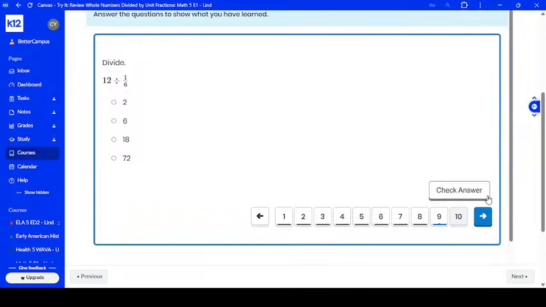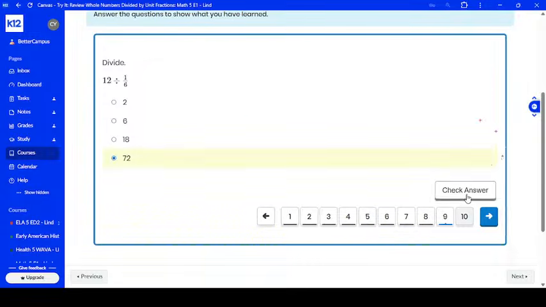Divide. What is 12 divided by 1/6? Is it A, 2, B, 6, C, 18, or D, 72? You have 5 seconds to answer this question. 5, 4, 3, 2, 1. The answer is 72.